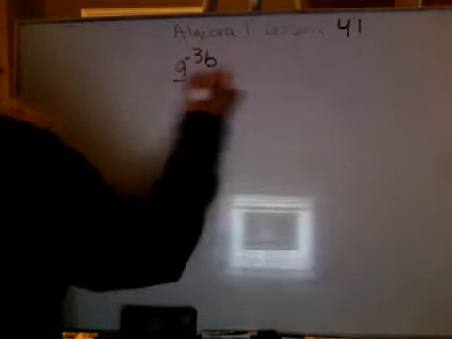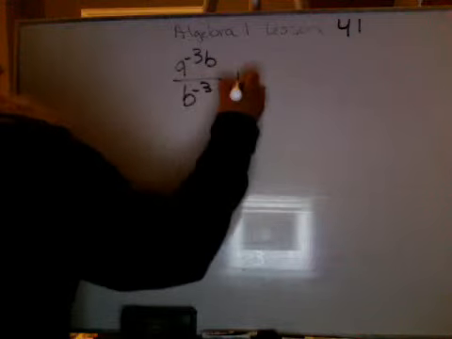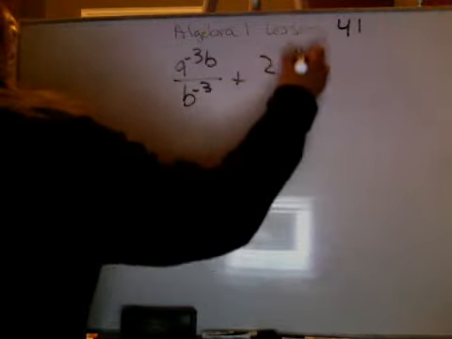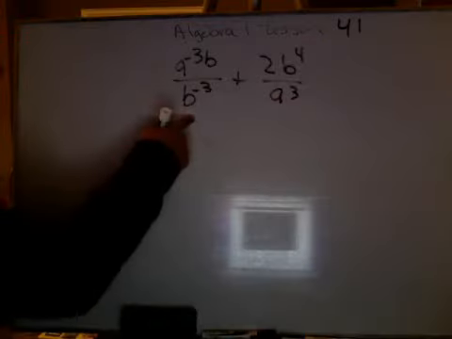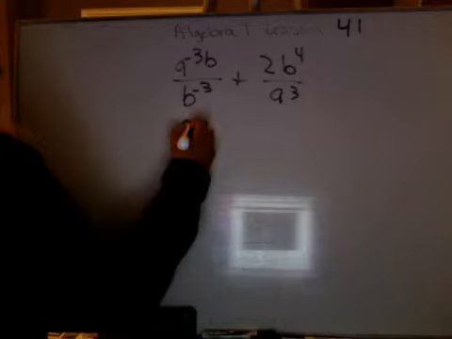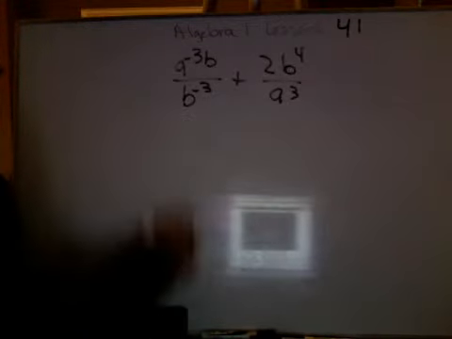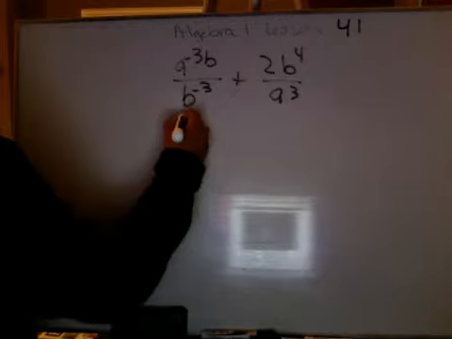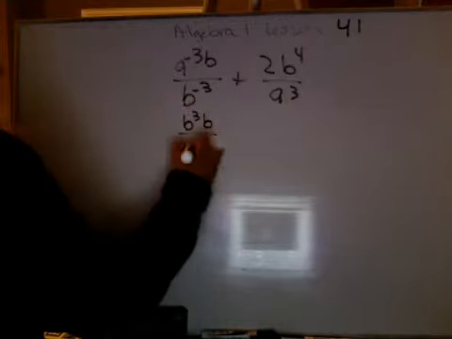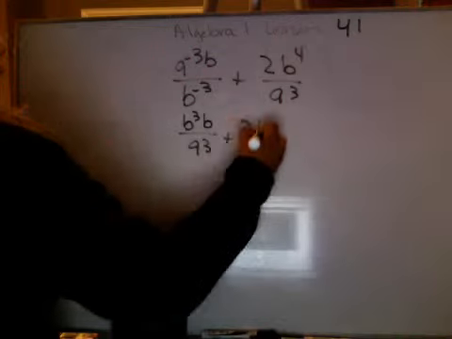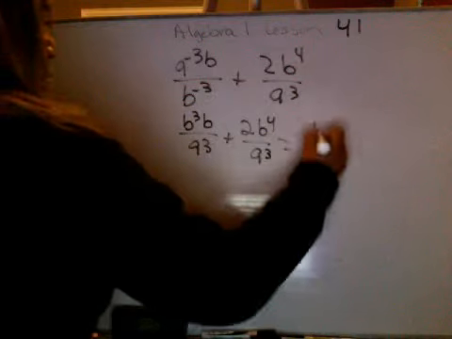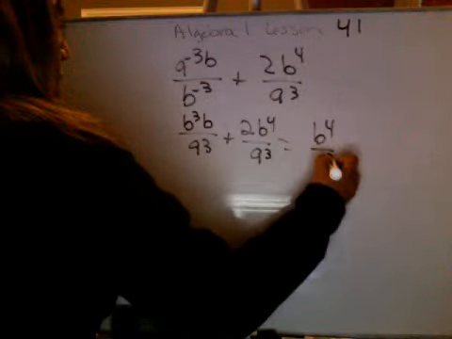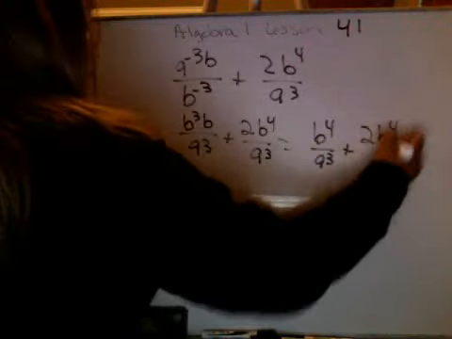A to the negative third b over b to the negative third plus 2b to the fourth over a cubed. Well, first I've got to change these to positive exponents. So this goes up, so you have b cubed b over a cubed plus 2b to the fourth over a cubed. Well, this is the same thing as saying b to the fourth over a cubed plus 2b to the fourth over a cubed.